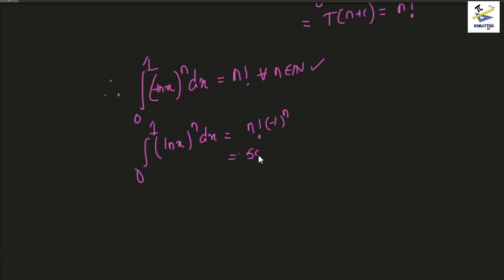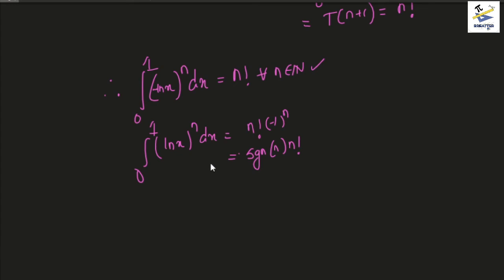So what you can write is this is equal to signum of n into n factorial, or the sign of n into n factorial. So if the sign is odd, it will give you odd, and it will give you even otherwise, right.